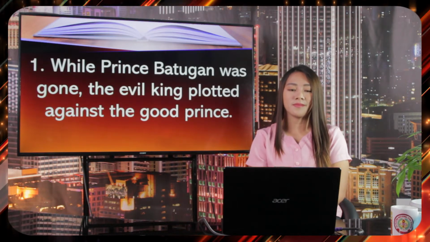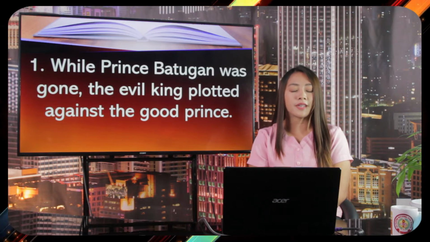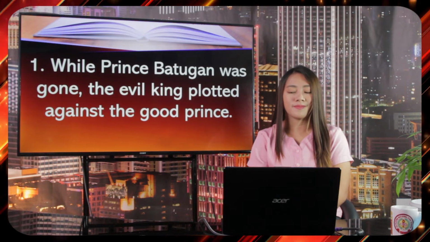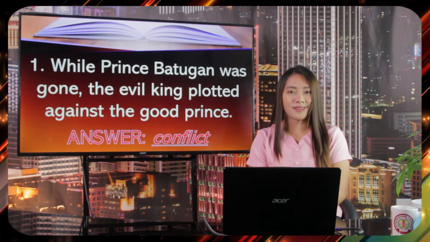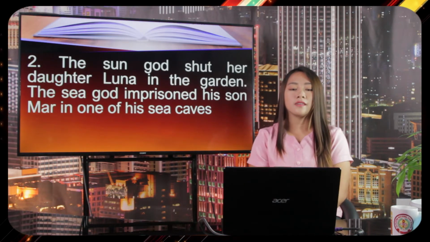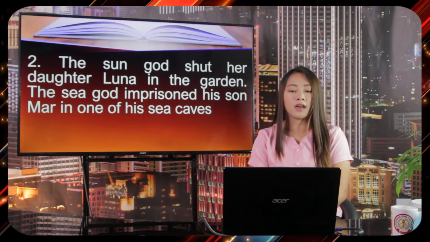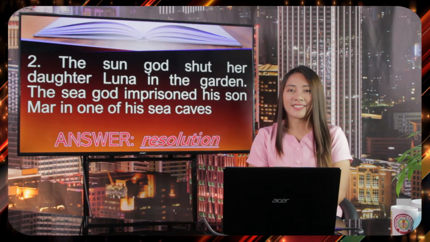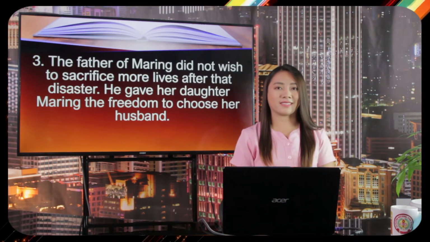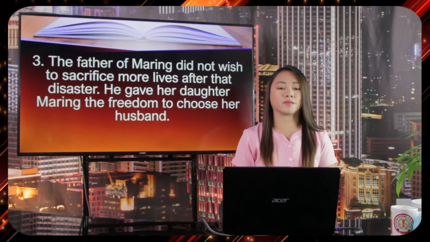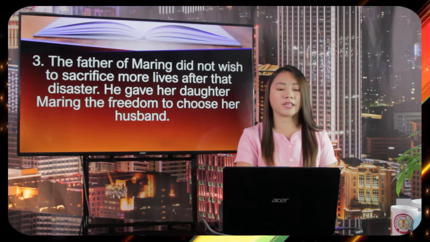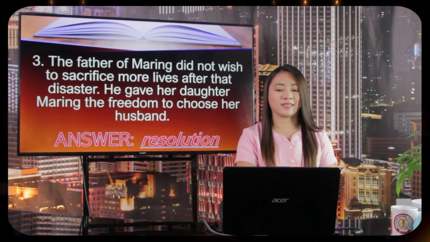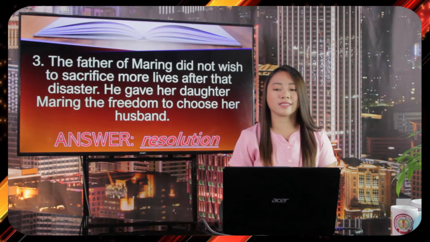Number 1. While Prince Batugan was gone, the evil king plotted against the good prince. Is it a conflict or a resolution? If your answer is conflict, you are correct. Number 2. The sun god shut her daughter Luna in the garden. The sea god imprisoned his son Mar in one of his sea caves. The answer is resolution. Number 3. The father of Marine did not wish to sacrifice more lives after that disaster. He gave her daughter Marine the freedom to choose her husband. The answer is resolution.